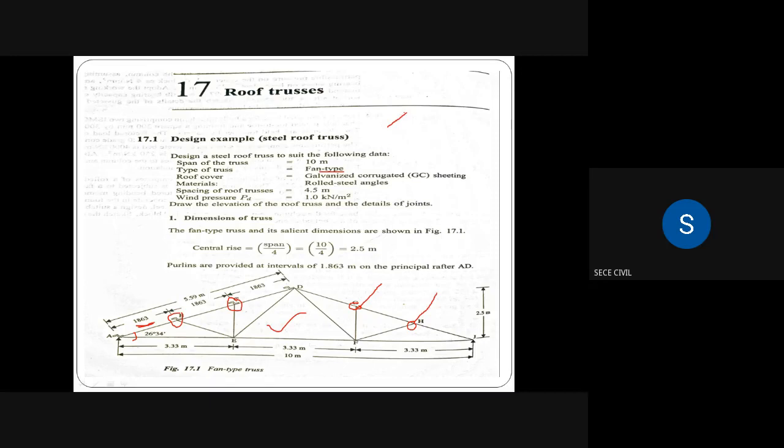It will be in the shape of a triangle, like this. This type of roof we call a sloping roof, pitched roof or gable roof. In the question itself they gave the sloping angle, 26 degree 34 minutes. Here also 26 degree 34 minutes. And the next step is the calculation of dead load. For dead load, first we are calculating the self weight of the GC sheet, the galvanized corrugated sheet.